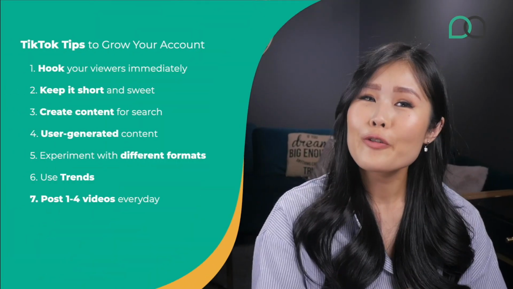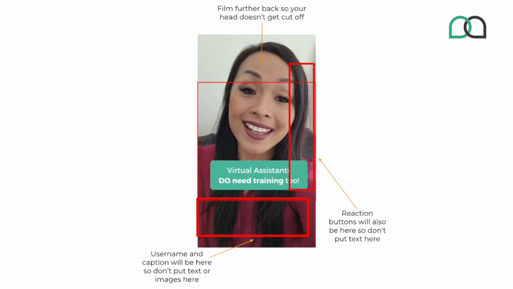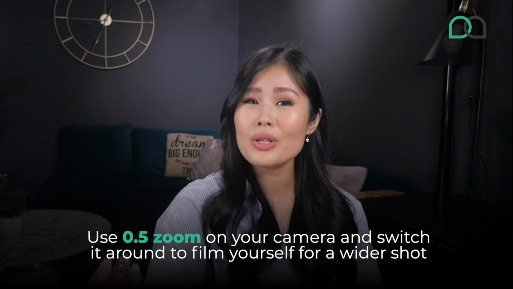Tip number 8, film in the safe zone. So you don't want your key content to get cut off at the top of the video or at the bottom of the video or even the sides where the share buttons and the text are. This is an example of an old video where our CEO, Lynn, has filmed a little bit too close, so her head is going to get cut off at the top and the side of the video. And that's definitely not what you want to do when you're filming a video. You have to make sure that you're a bit further away from the camera, and a good tip is to use 0.5 zoom on your camera, then switch it around to film yourself and you get a wider shot and a bit more of the background as well.